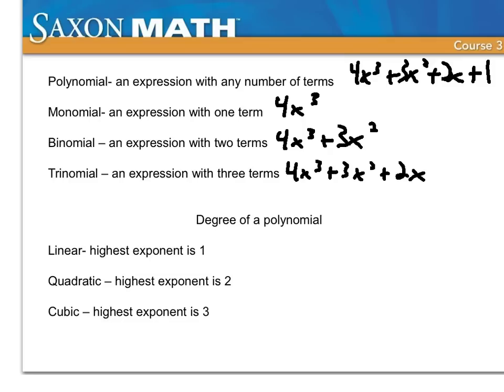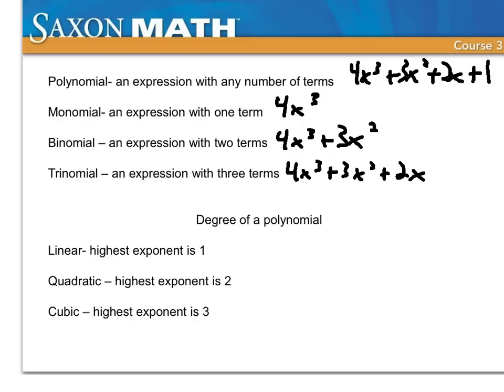Now again, we could do subtraction. These could be separated by subtraction signs, but we know we change that to addition anyway. And we could have negative numbers. But again, the idea is that there's four different things being added together, or one thing, or two things, or whatever it is. So again, a monomial is an expression with one term, where we only have one thing. A binomial, we have two things added together. A trinomial is three things, and anything more than that is a polynomial.